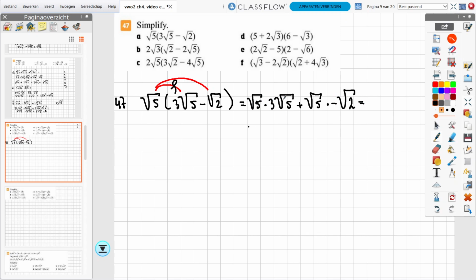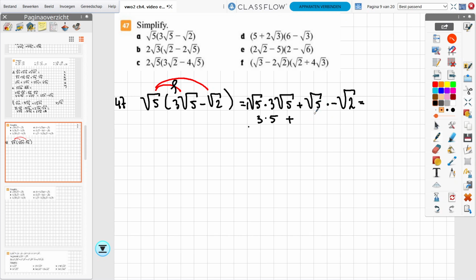Which means root 5 times root 5 is 5, right? Because roots cancel each other out. You could also say root 5 times root 5 is root 25, and root 25 is 5. The numbers in front are 1 and 3. 1 times 3 is 3. Root 5, as I just said, times itself becomes just 5.